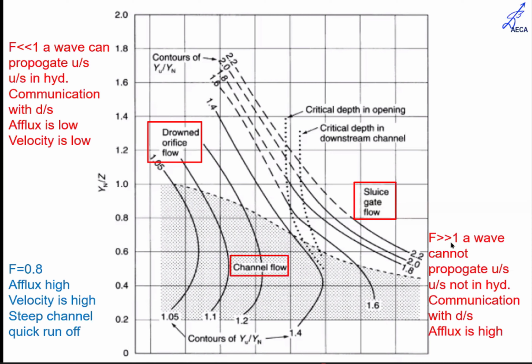If F is more than 1, the wave of course cannot propagate to the upstream, and the upstream is not in hydraulic communication with the downstream, but the efflux will be high and velocity will be high, which is again not a recommended situation. So generally a 0.5 to 1 ratio for a Froude number is considered to be acceptable.